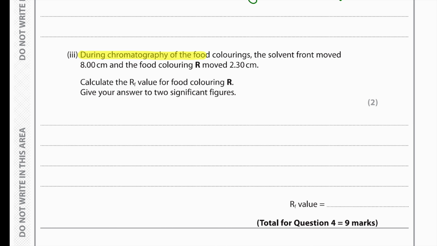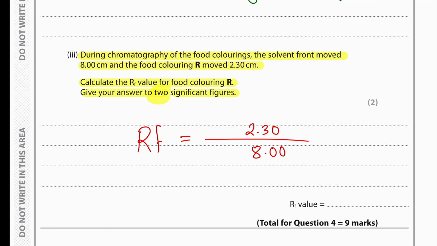During chromatography of food colorings, the solvent front moved 8 cm and the food coloring R moved 2.30 cm. Calculate the RF value of food coloring R. We have to give our answer to two significant figures. We know that RF is equal to the distance moved by the food coloring R, so 2.30, over the distance moved by the solvent, divided by 8.00, which gives us a value of 0.2875. Since our answer needs to be written in two significant figures, it will be 0.29.